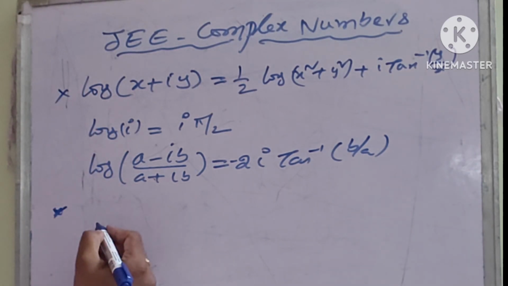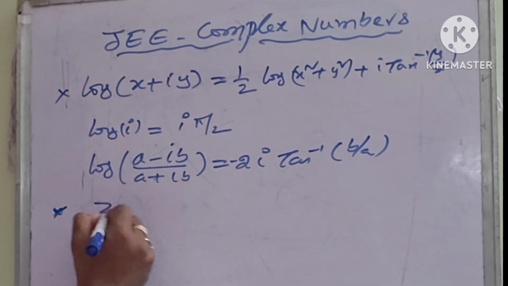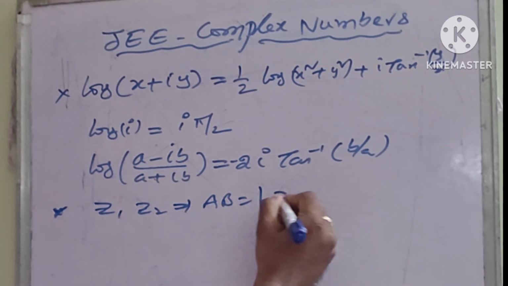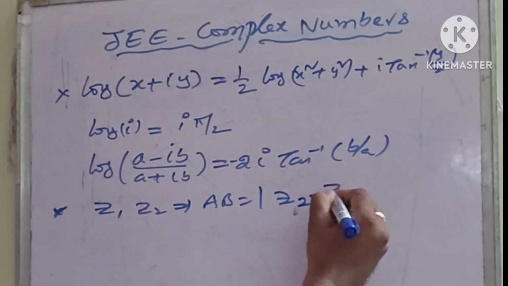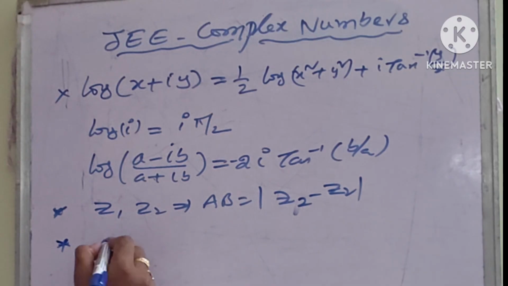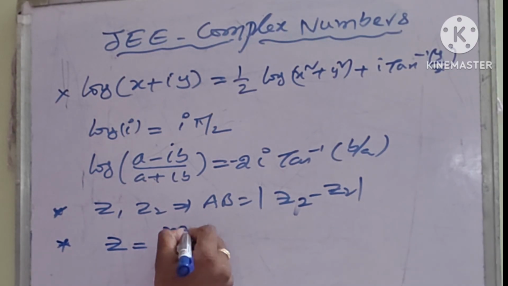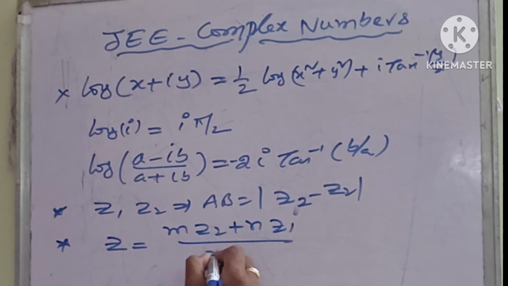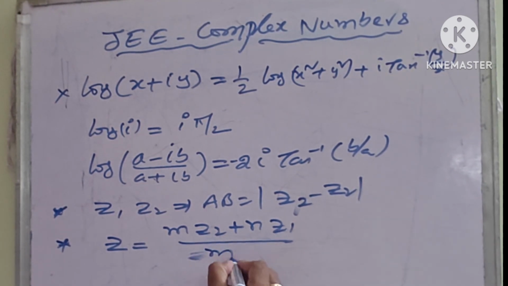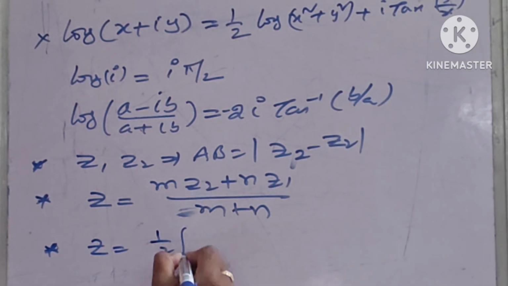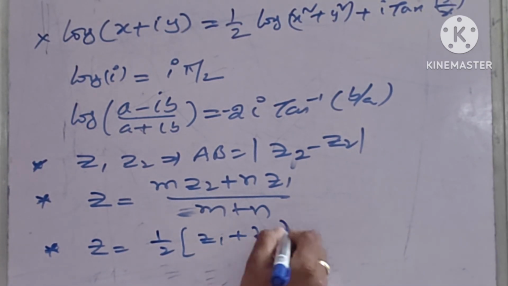Now the second topic. The distance between z1 and z2, AB, is equal to modulus of z2 minus z1. Now the section formula: z is equal to (m z2 plus n z1) by (m plus n). Now the midpoint of the complex numbers z is equal to (z1 plus z2) by 2.